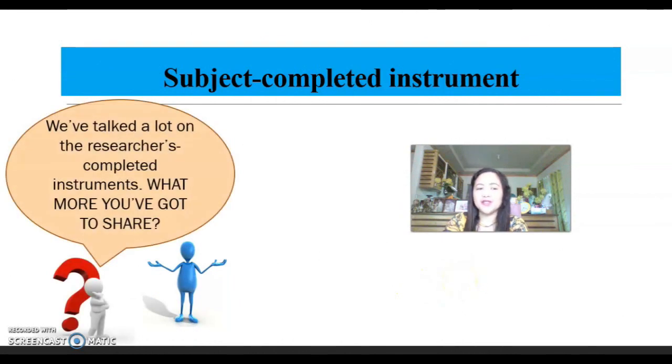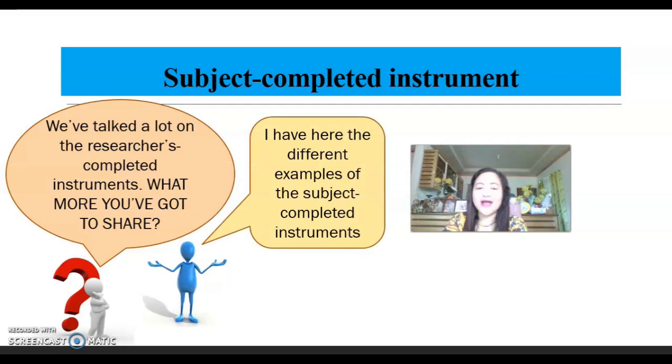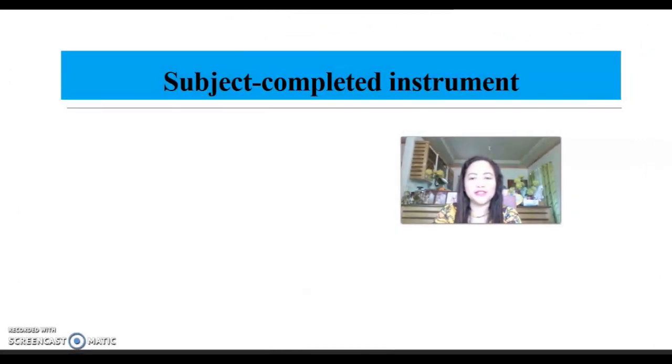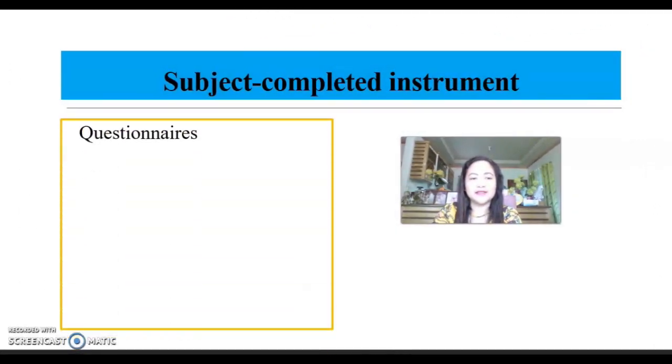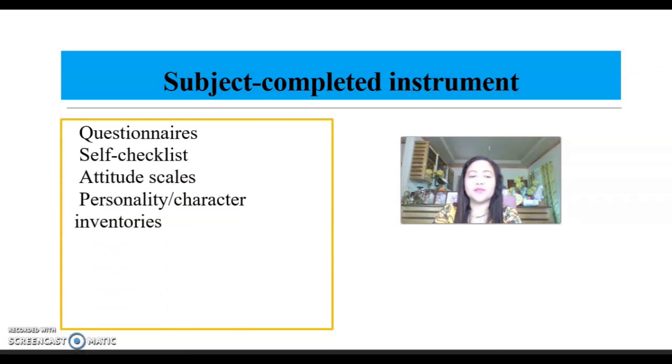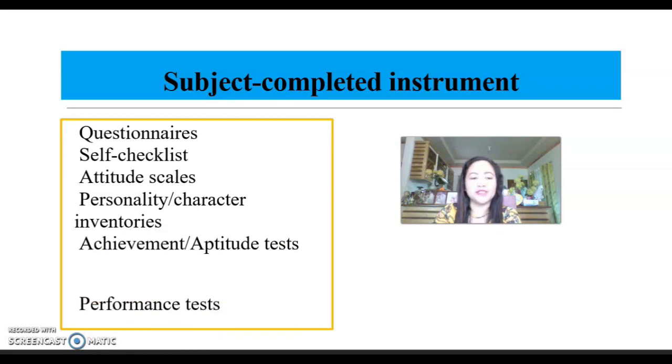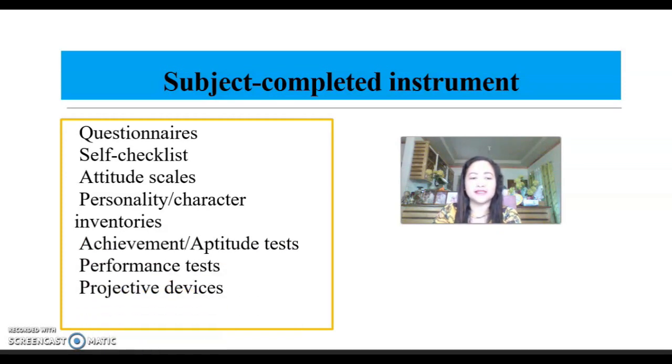We've talked a lot on the researcher-completed instruments. Now, I have here the different examples of the subject-completed instruments. These are the subject-completed instruments: the questionnaires, self-checklists, attitude scales, personality character inventories, achievement aptitude tests, personality tests, projective devices, and sociometric devices.